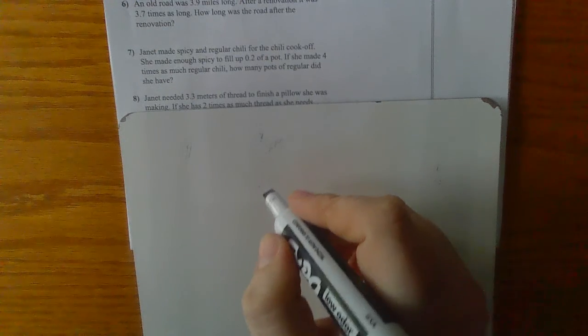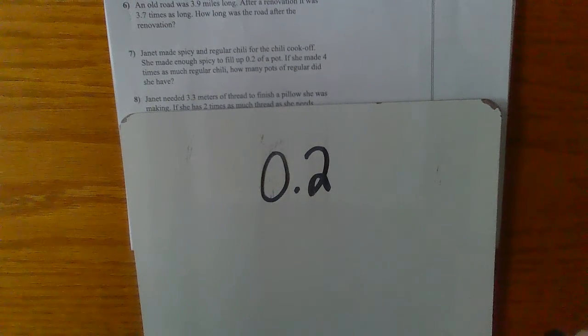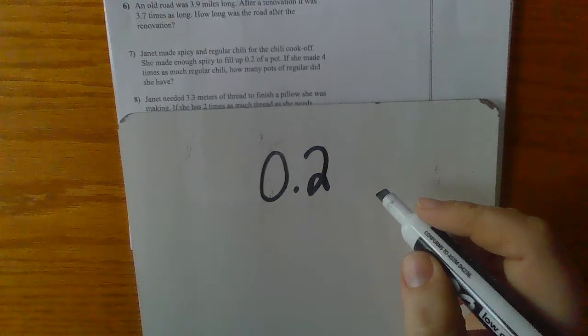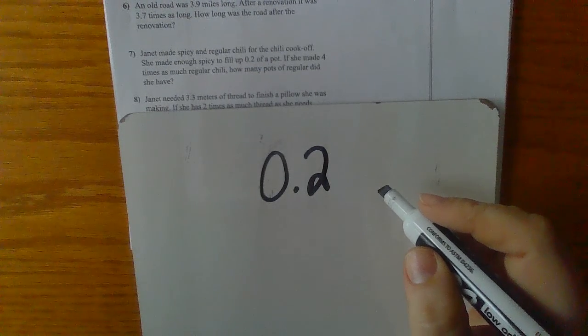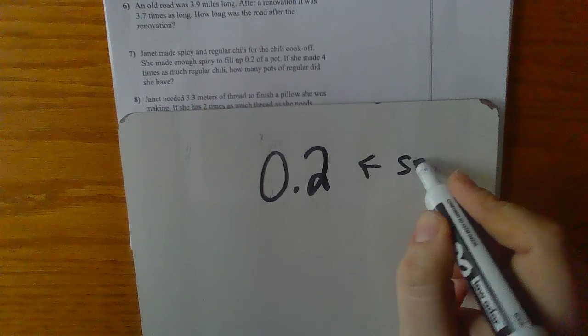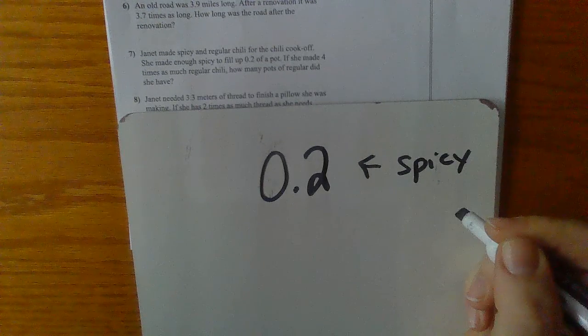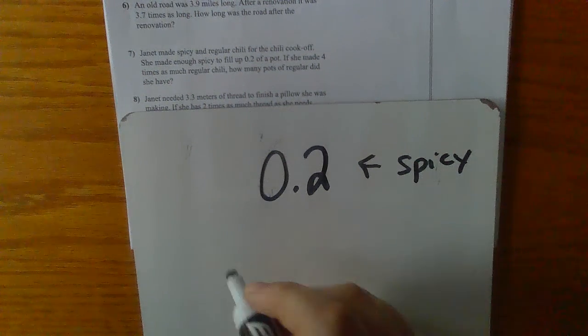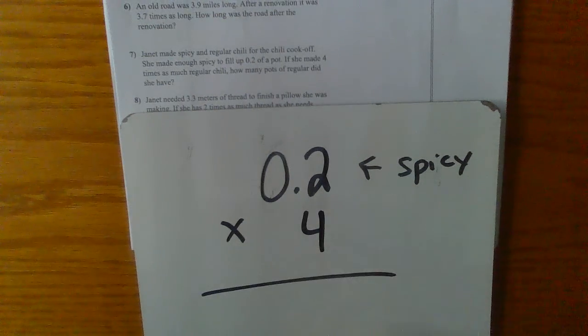All right, number 7. Janet made spicy and regular chili for the chili cook-off. She had enough spicy to fill up 2/10 of a pot, so this is the spicy. If she made 4 times as much regular chili, how many pots of regular did she have? Okay, let me read that again. So this is how much she had for spicy. If she made 4 times as much regular chili, how many? Okay, so yeah. So this is her portion that is spicy.